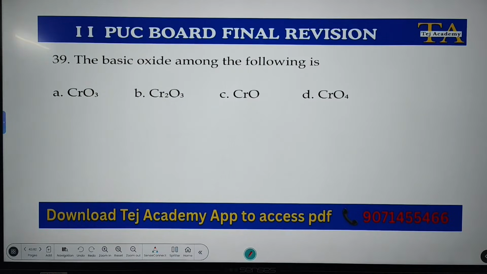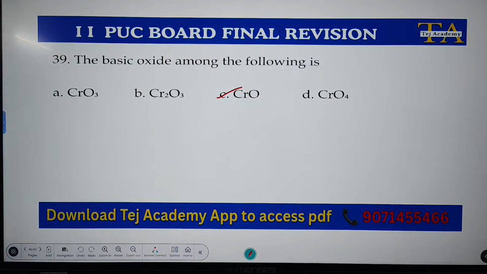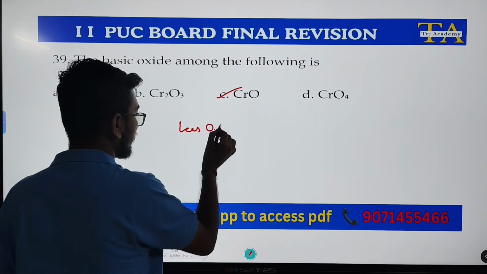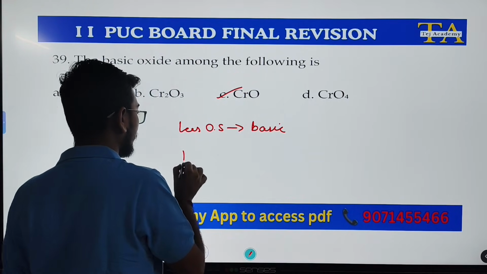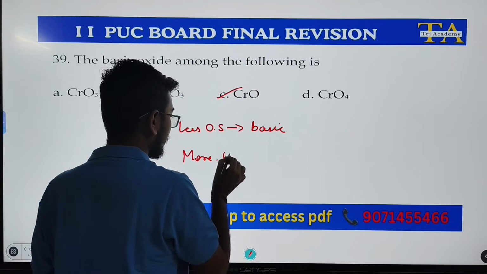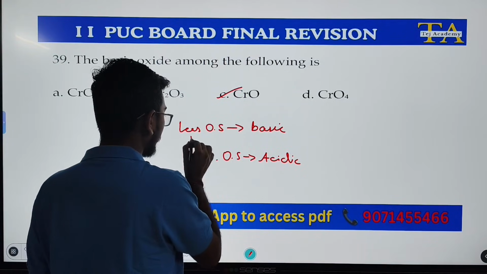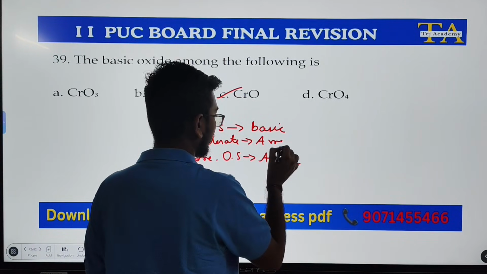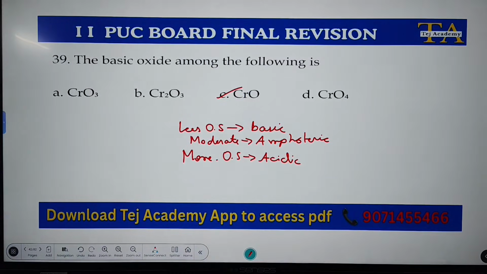So 39. The basic oxide among the following is. See, we know that chromium oxide will act as a basic oxide. Any element which has a low oxidation state will act as basic. Any element or metal which has a high oxidation state will act as acidic. In between, they act as moderate. If the oxidation state is moderate, then they will act as amphoteric, which acts as both acid and base.